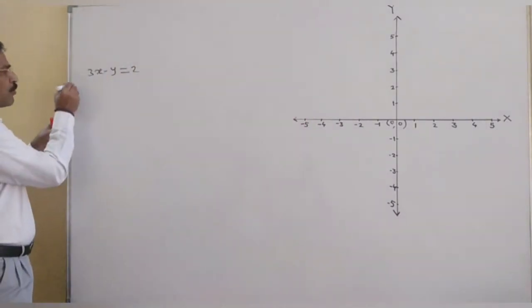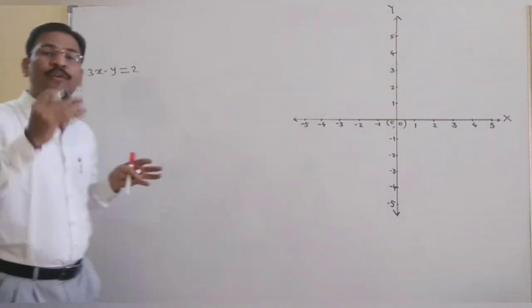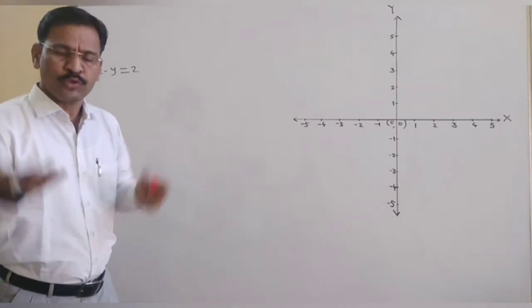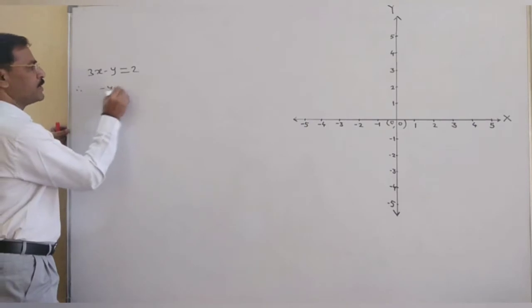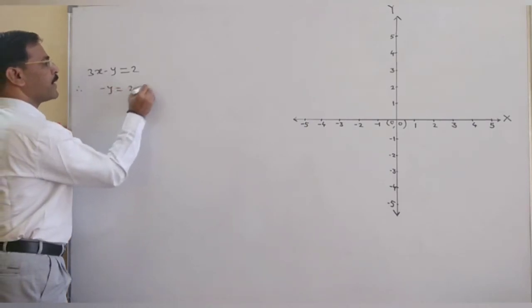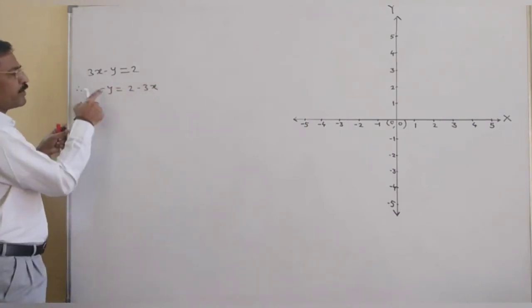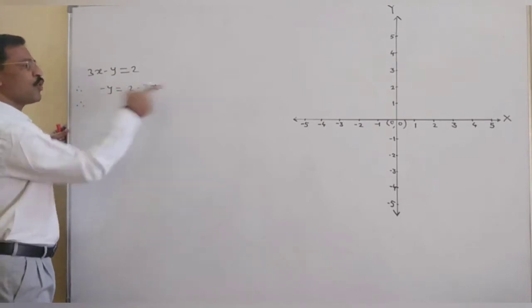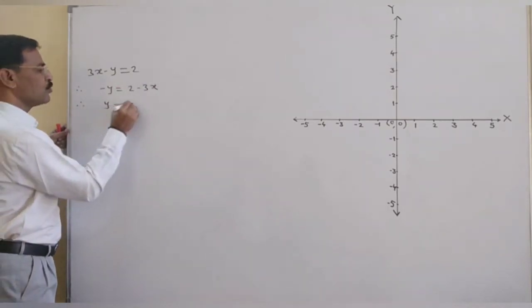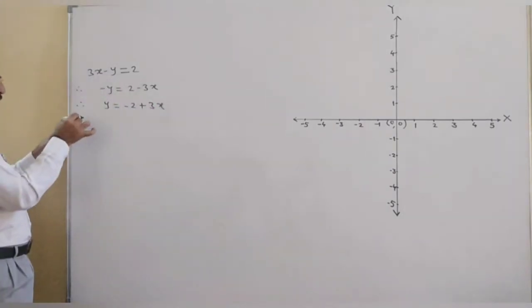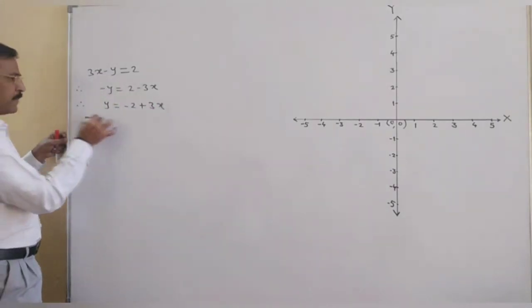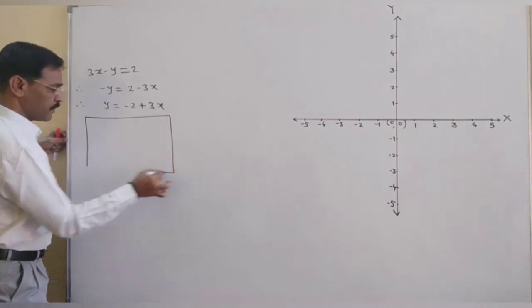Okay friends, now look here. First of all, we are going to convert this into the form y equal to, for our convenience. See friends, minus y is equal to 2 minus 3x. But we don't need this minus sign here, so just change all the signs. y is equal to minus 2 plus 3x. Look here, we are going to make one box here. This is very important.